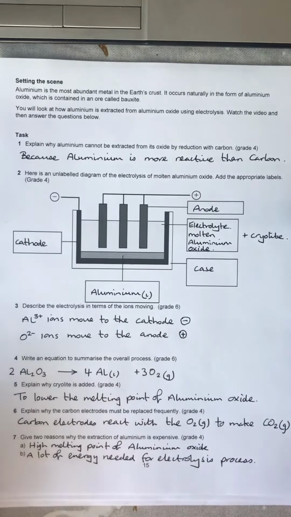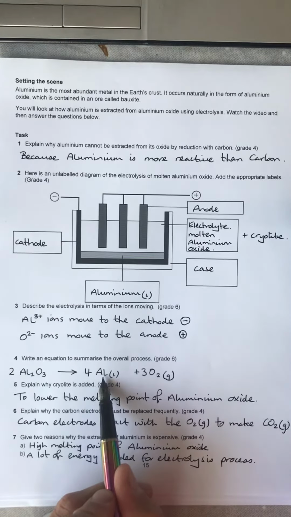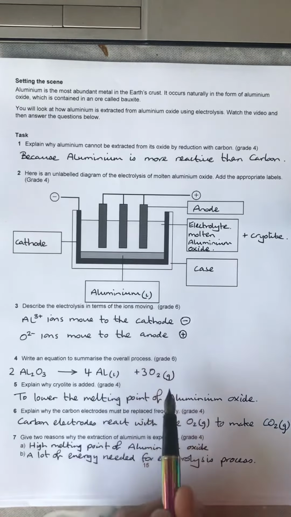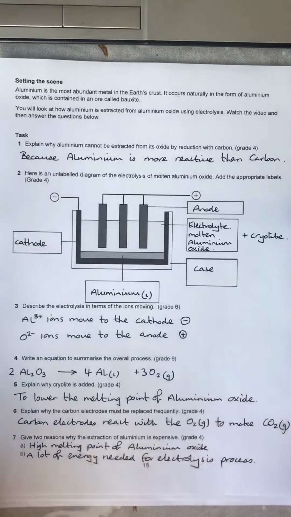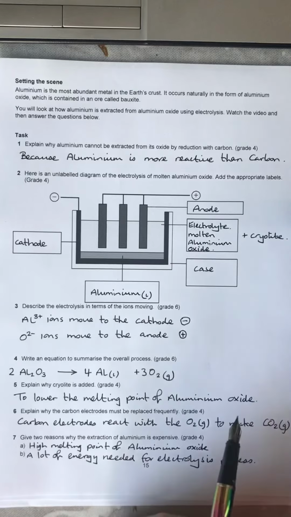Write an equation to summarise the overall process, and this has been balanced as well. So 2 aluminium oxide will produce 4 moles of aluminium liquid and 3 moles of oxygen gas. 5. Explain why cryolite is added. It's to lower the melting point of the aluminium oxide, which saves money.